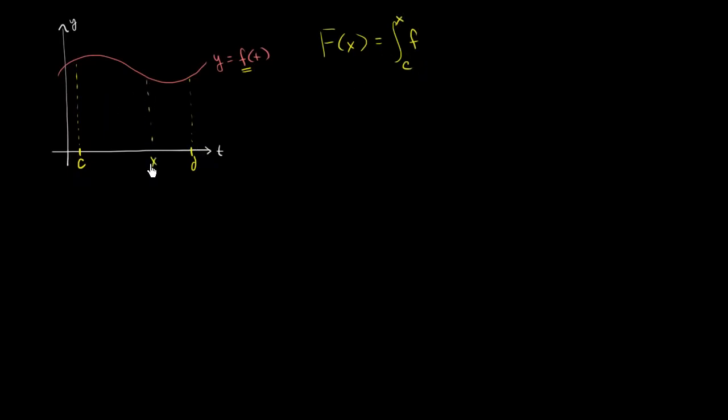So if this is x right over here, under the curve f of t dt. So this right over here, F of x, is that area. That right over there is what F of x is.